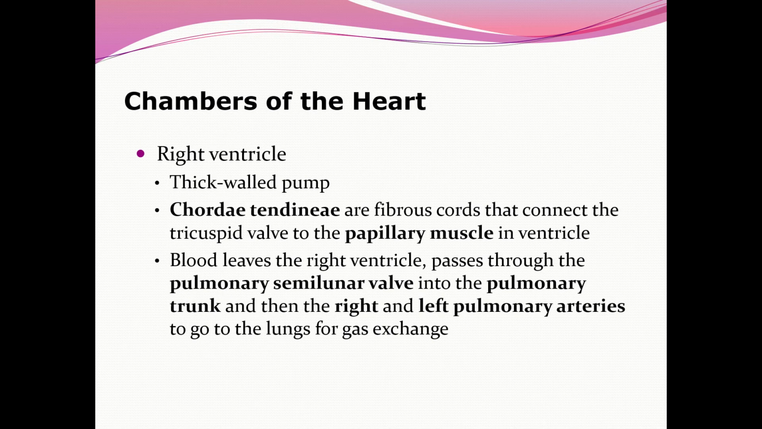The right ventricle is a thick-walled pump. It contains chordae tendineae, which are fibrous cords that connect the tricuspid valve to the papillary muscle in the ventricle. The papillary muscle is nipple-shaped. That's what papilla means. Blood leaves the right ventricle and passes through the pulmonary semilunar valve. Then it goes into the pulmonary trunk that branches into the right and left pulmonary arteries. The arteries go to the lungs for gas exchange.